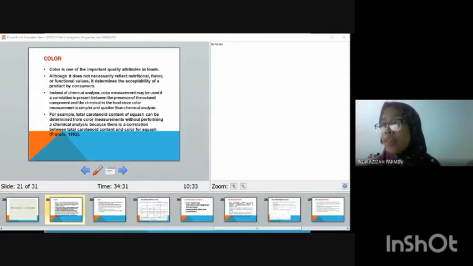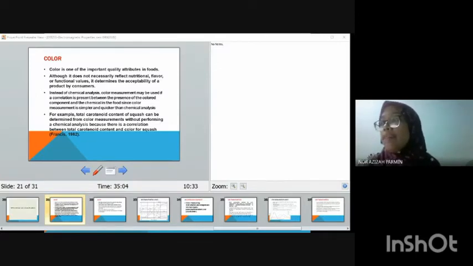So although it does not necessarily reflect nutritional value, we cannot know the nutrition content through color. Because if you want to assess or know the nutrition value in the food, you need to do some experimental assessment about the nutrition in terms of content. If you look at milk, for example, in terms of its calcium content and the protein in it.